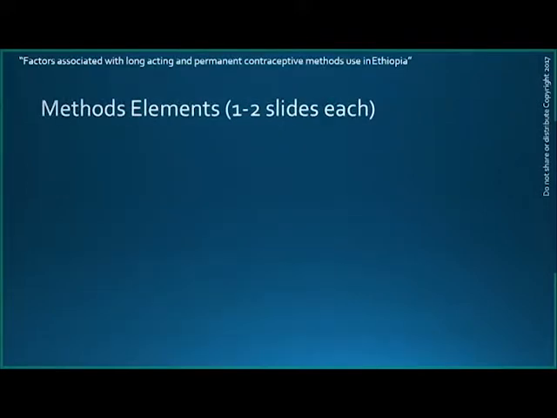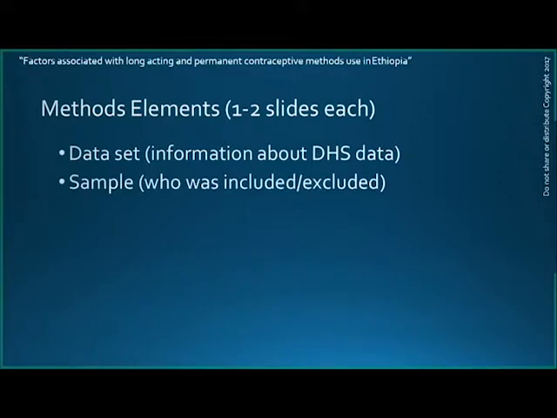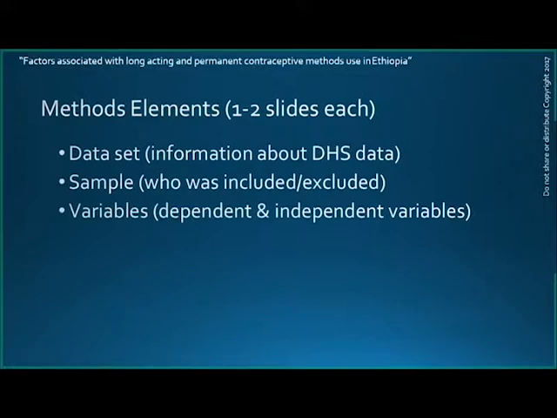The next section of your talk will be the methods. And again, about 1 or 2 slides on each one of these is probably in the ballpark. You'll want to say something about the data set. So in this particular example, you're using DHS data. So you'll want to give some information about the data set, the sample, who you included in your sample and who you excluded. Variables, you want to very clearly explain what was the dependent variable, what were the independent variables, and also highlight any important covariates.